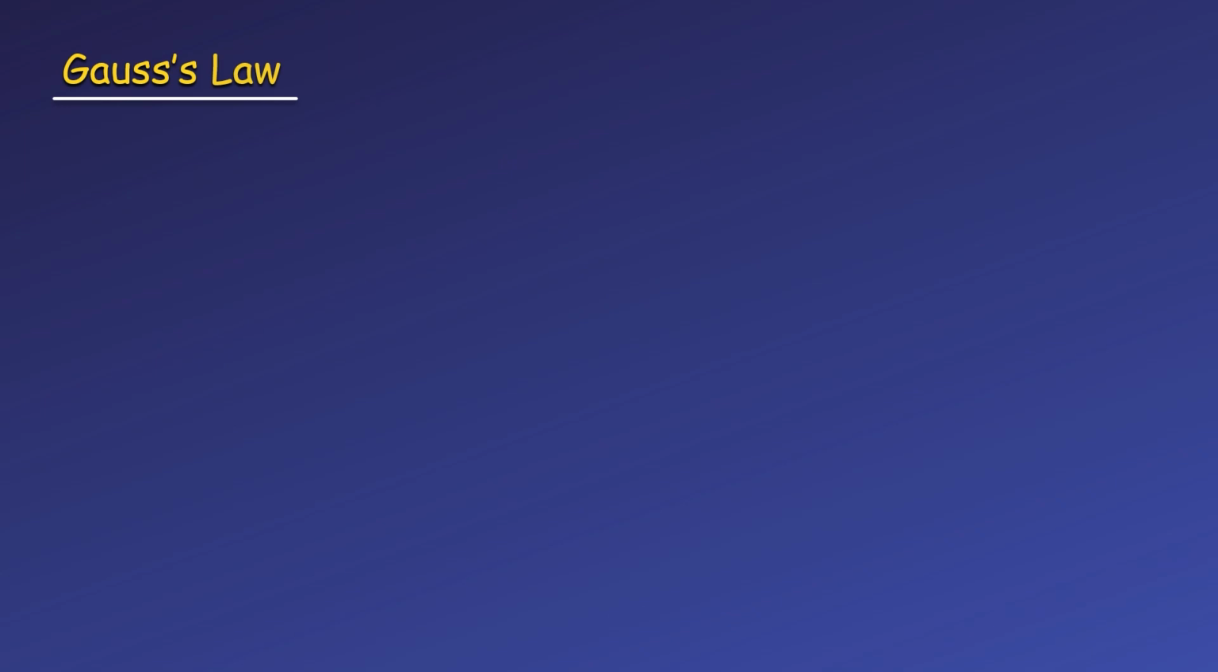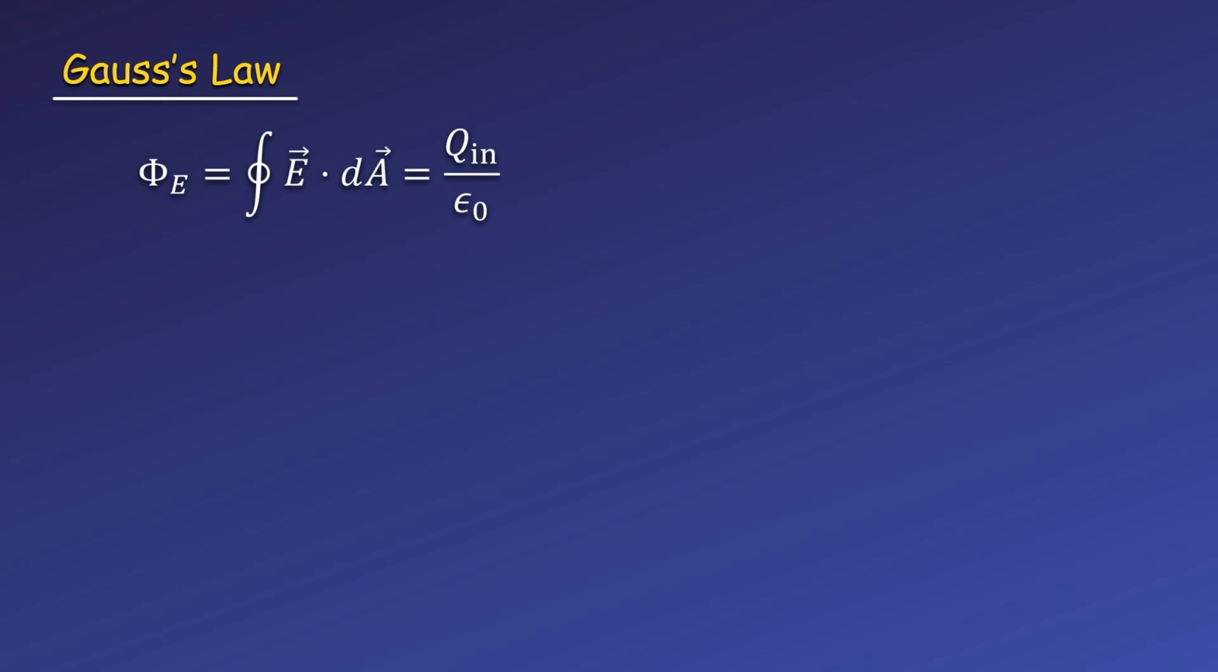Now we're finally ready to understand Gauss's law. Gauss's law states that the electric flux through a closed surface is proportional to the charge enclosed in that surface. Specifically, the flux is equal to the charge inside divided by epsilon naught. And as we saw, if we can make the flux easy to calculate, we can just set it equal to the right-hand side of Gauss's law.